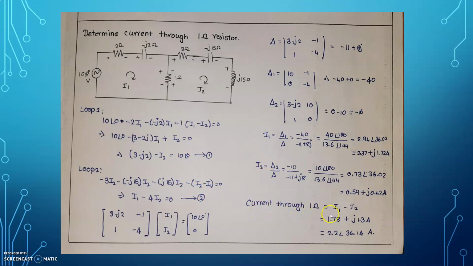the current through the 1 ohm resistor, the difference between I1 and I2, is 1.78 plus j1.3 ampere. So this is a rectangular form. You convert it into polar form because in the given circuit the source is in polar form. That's why we are converting into polar form, that is 2.2 angle of 36.14 amperes.